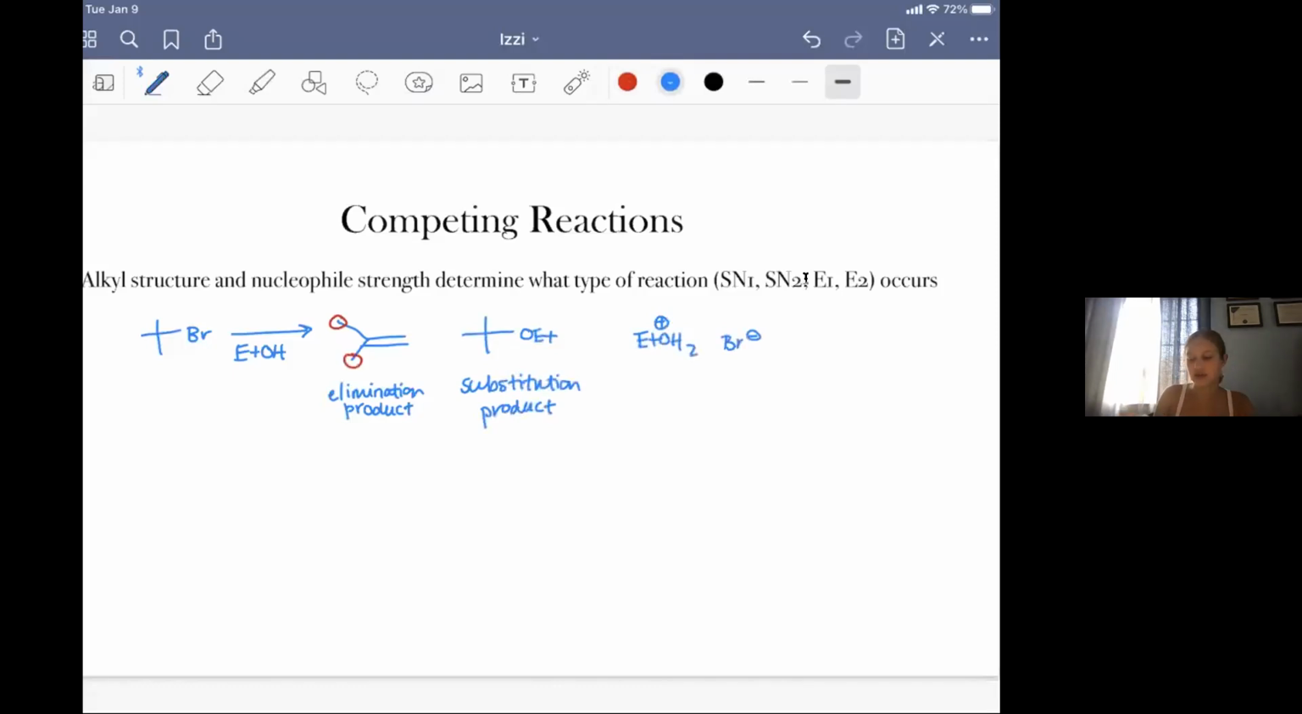But when we say that there's competing reactions, we mean that one product might take precedence over the other product. So in this case, our elimination product is at 19%, and our substitution product is at 81%. So essentially, we're going to see a lot more of our substitution product than we would see of our elimination product.